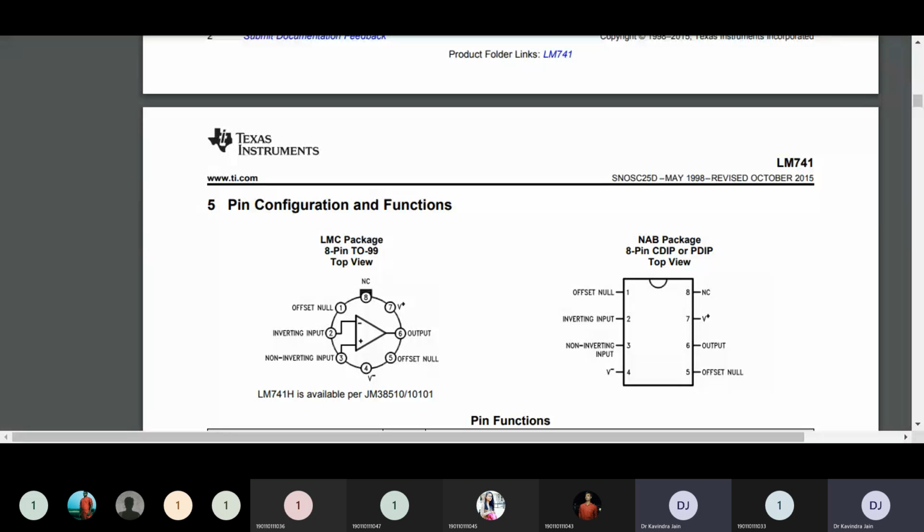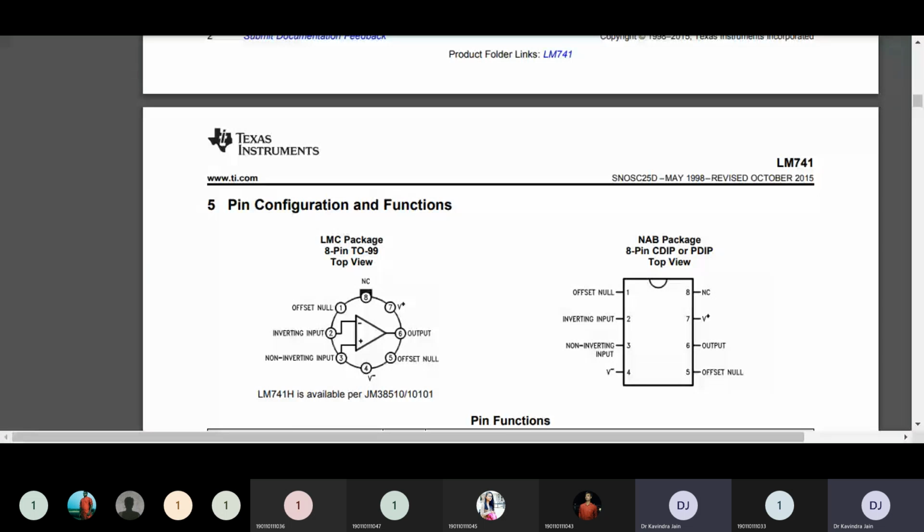Offset basically is when we are not providing anything at the input. I repeat, we are not providing anything at the input. Definitely in any kind of amplifier or circuit, if there is no input voltage, what is the output? If there is no input provided to any of the circuits, then what is the output? Zero. Yes, zero.